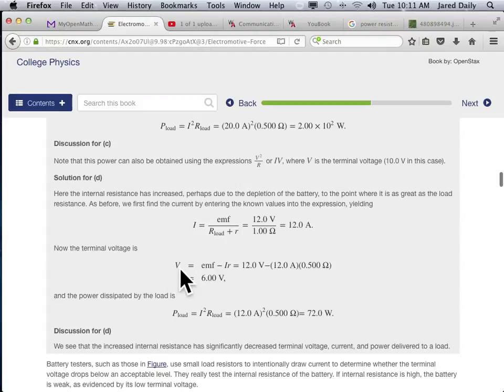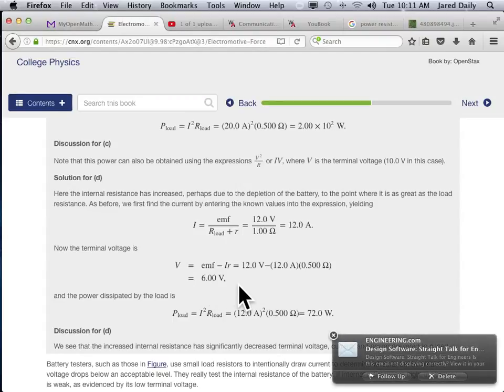So the next thing is to calculate the terminal voltage. Terminal voltage is EMF minus I times internal resistance. So that actually gives us 6 volts. So the battery voltage has gone way down as it heats up. And this happens a lot with batteries. As batteries heat up, their terminal voltage drops off a roof, and then they can't provide the current that they were before.